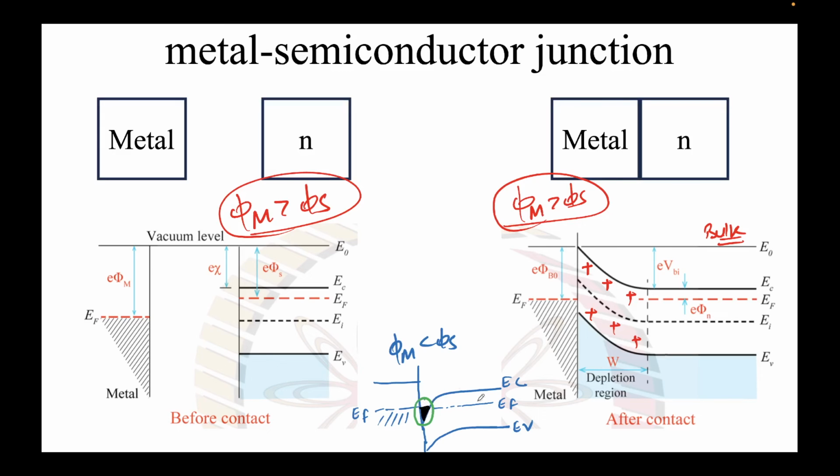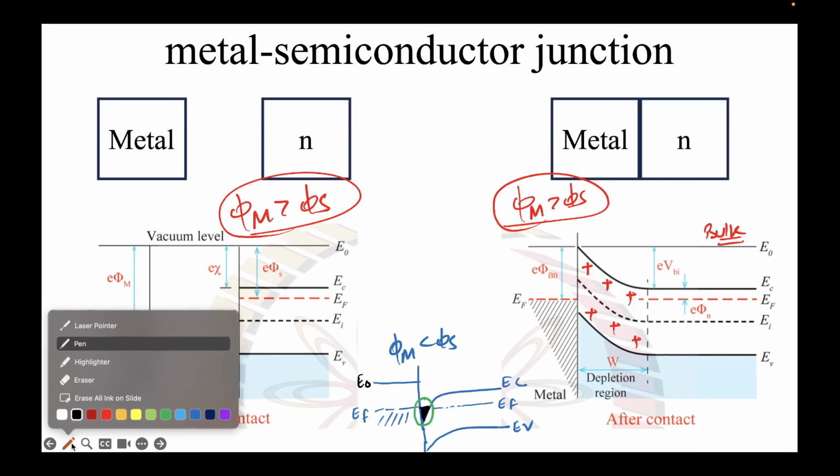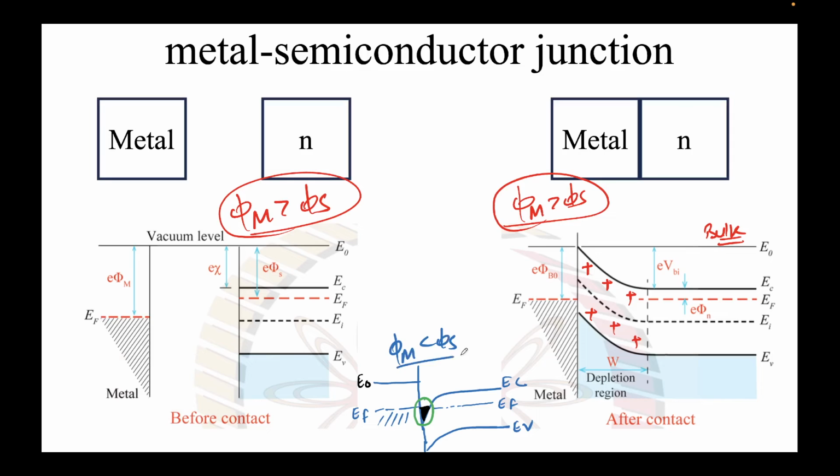Why it's happening is because, first of all, phi m is less than phi s. When you make contact between these two, since the electronic energy is higher on the metal side, they'll naturally go into the n-type semiconductor. So this is E naught, by the way, the vacuum energy level. And so what's going to happen is that you will form this kind of a system. Now, as I told you, this is phi m less than phi s, and the earlier one was the analysis for phi m greater than phi s. So these are two different natures of contacts.